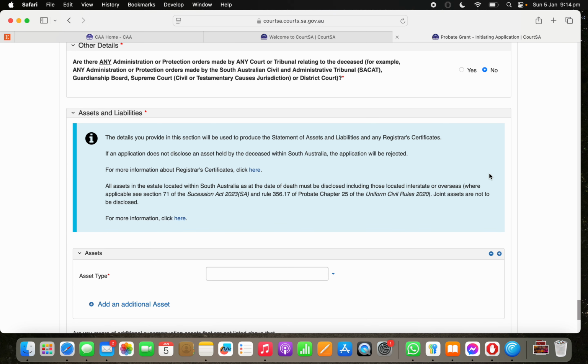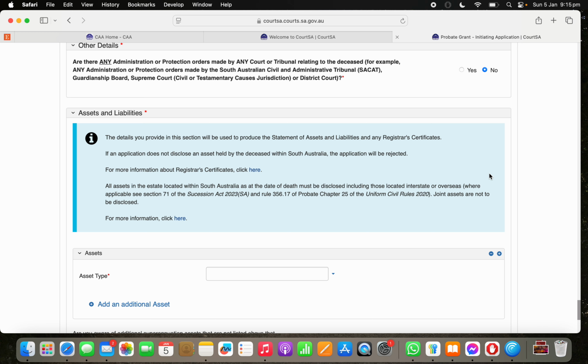Now, assets and liabilities. So the end goal really of obtaining a grant of probate or any type of grant from the probate registry is to be able to access the assets and administer the estate, either according to the will or according to legislation if there is no will, i.e. intestacy. So a few key points. One, again, there must be an asset here in South Australia. If there is no asset here in South Australia, then the probate registry doesn't have jurisdiction to issue a grant. So the asset here in South Australia can be furniture and effects or a car or real estate or a bank account, but there must be one.